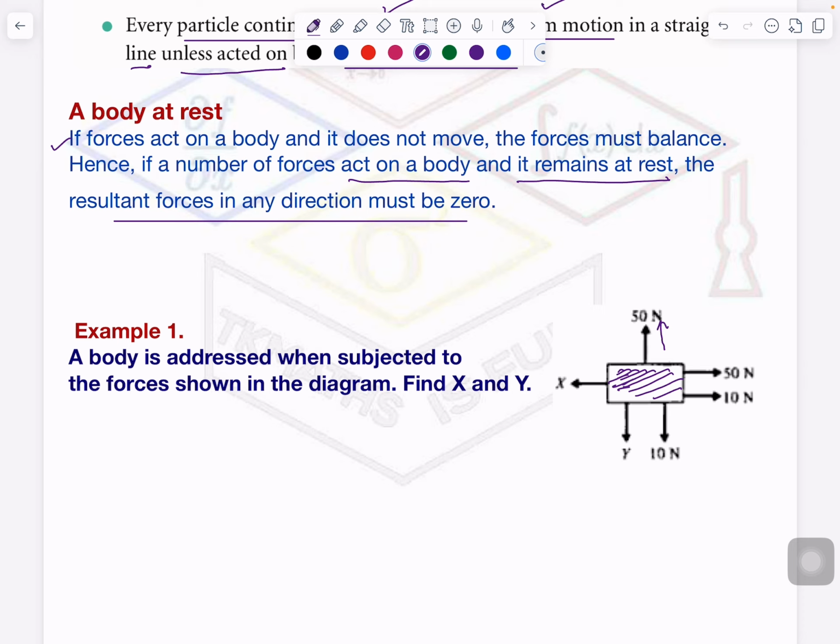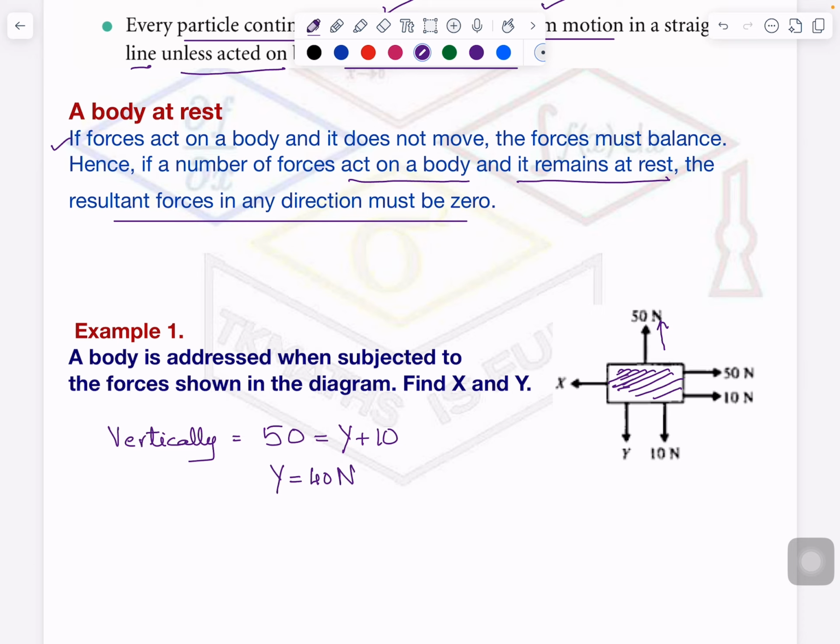So what does this mean? I can write here that vertically, 50 Newton is equal to y plus 10. That is the reason the body is not moving vertically. So you can say y is equal to 50 minus 10, which is 40 Newton. Right. Now we have to find out x.